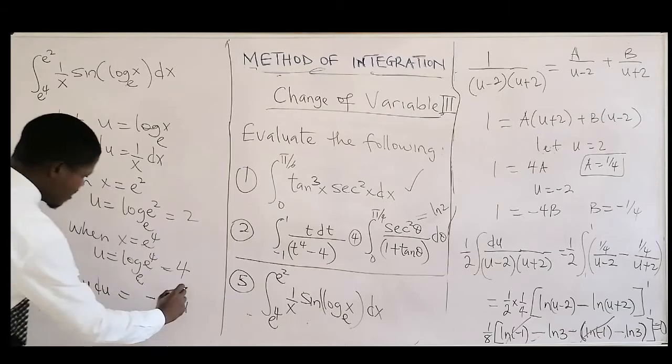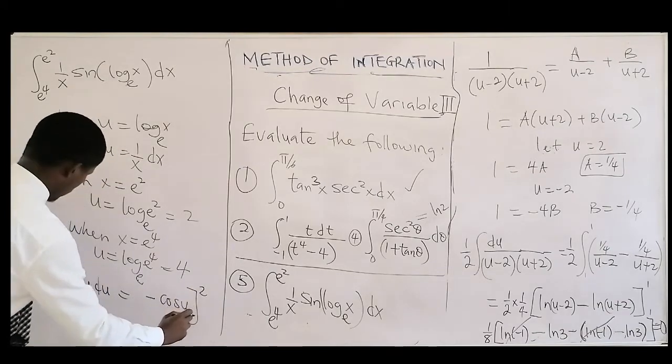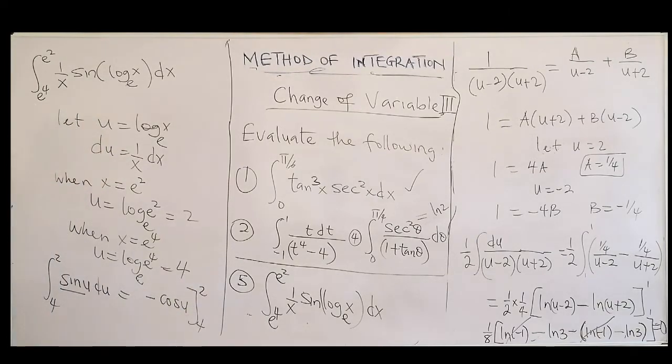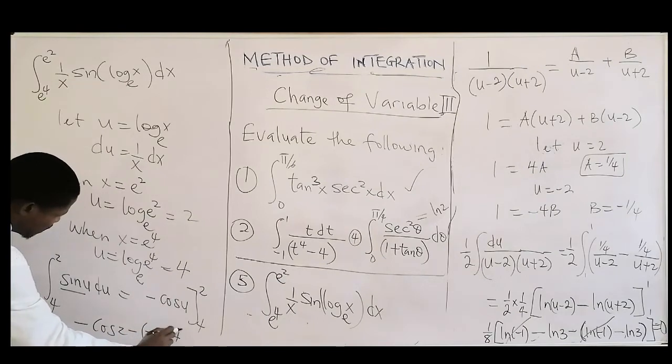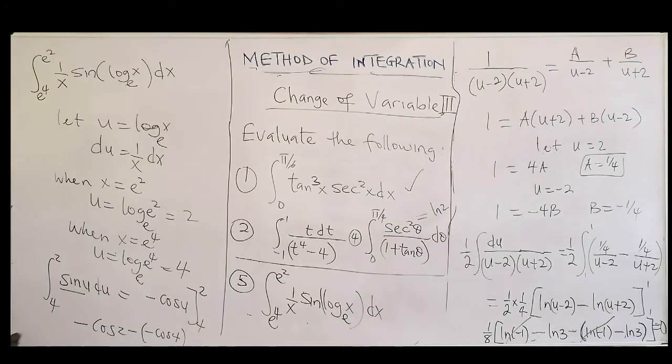That will give us the integral of sine, which is minus cos u, from 2 to 4. Okay, and that is minus cos 4 minus the bracket minus cos 2. So that will be cos 2 minus cos 4. So that's what we got there.